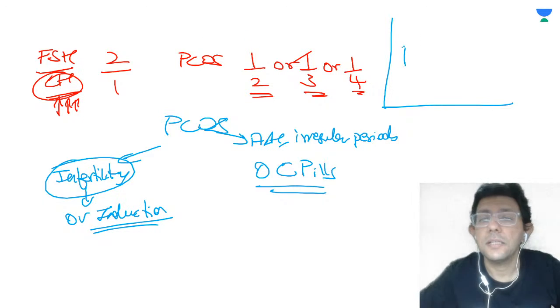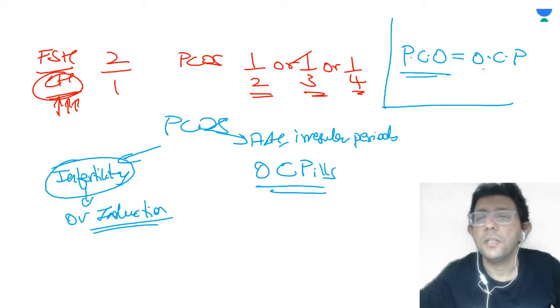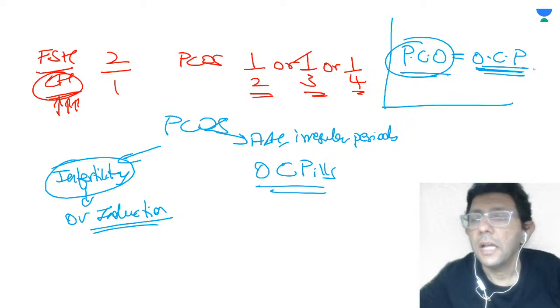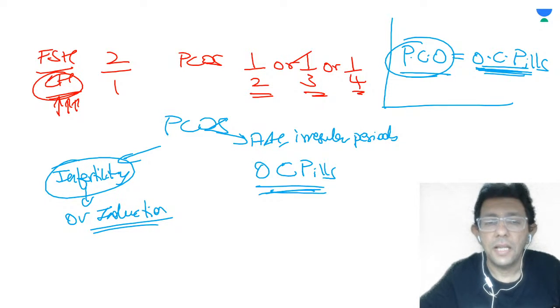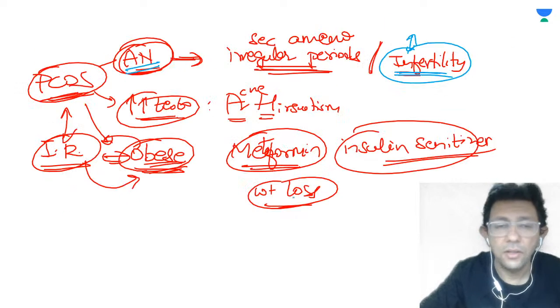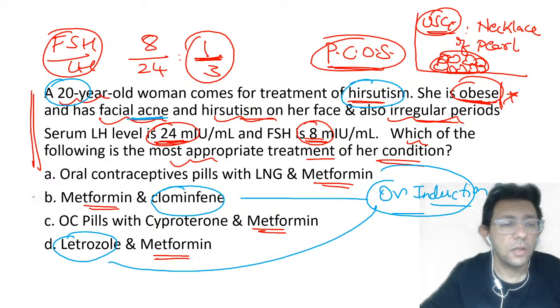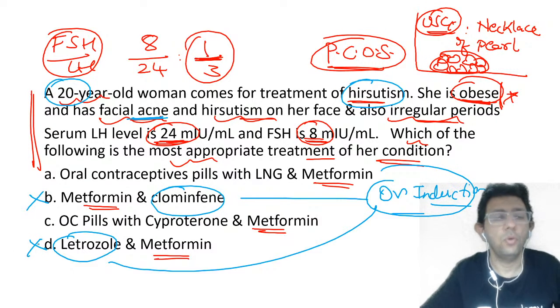Okay, the name itself has the answer: PCO, reverse it, OC pills. PCO, OC pills. Clap if you feel happy. So all the problems of PCOS can be beautifully controlled by taking OC pills. So OC pills will help in acne, hirsutism as well as irregular periods. And here, so now we know, option number 2 is out, option number 4 is out.